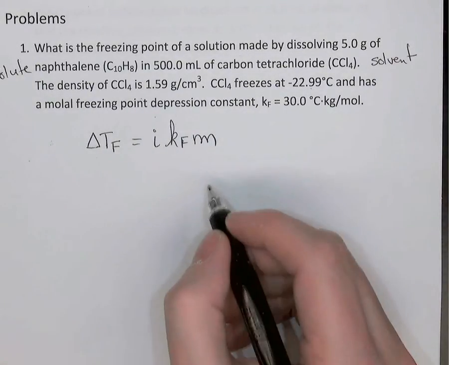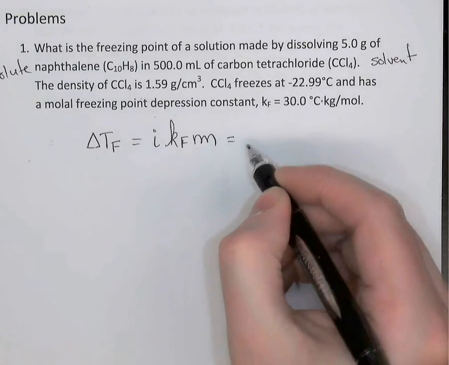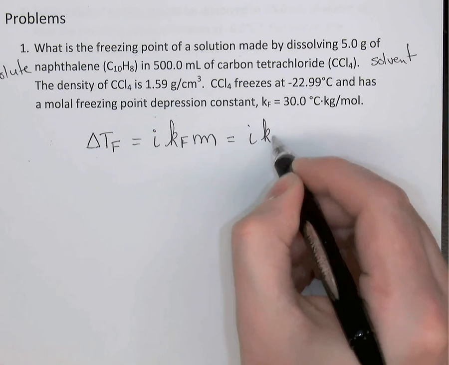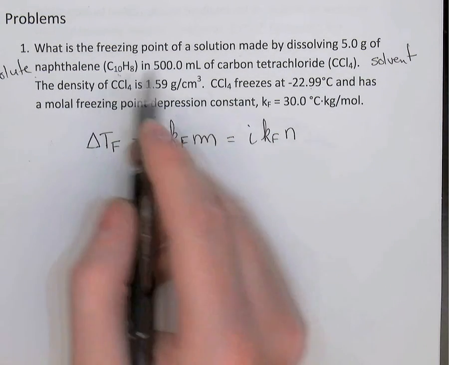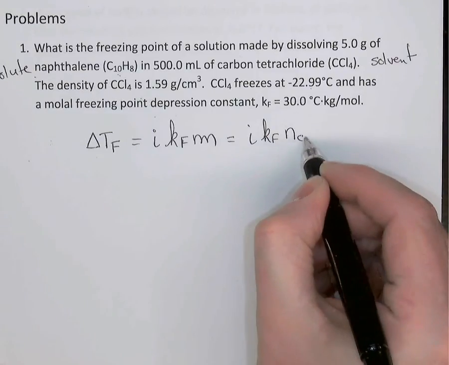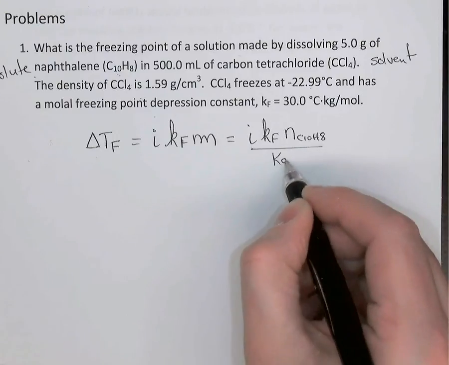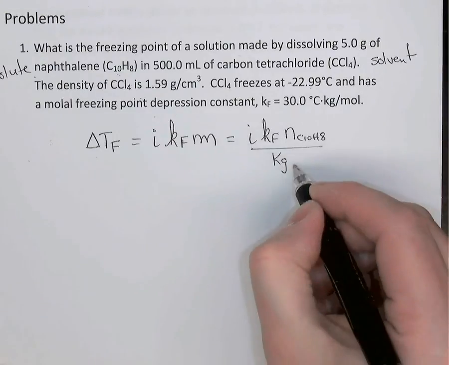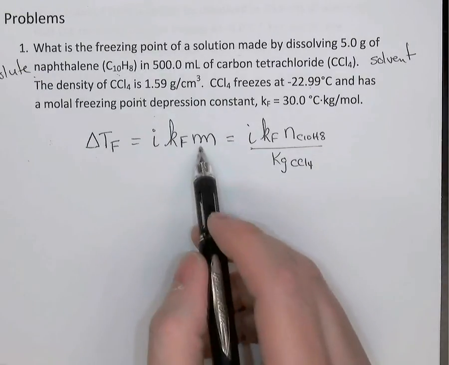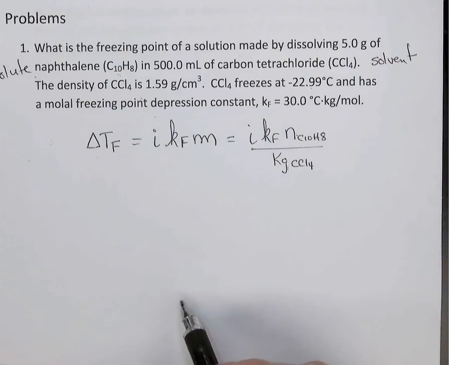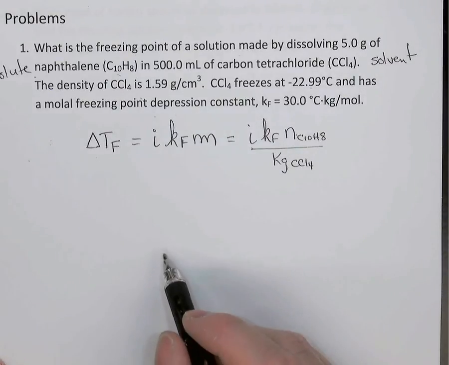Now molality, we remember, is moles of solute per kilogram of solvent. So let's rewrite this as i times Kf times moles. Now instead of just saying solute, let's say moles of naphthalene, moles of C10H8, over the kilograms of the solvent, but our solvent is carbon tetrachloride, so CCl4. So I just replaced molality with moles of solute per kilogram of solvent. But we know that moles can be represented as mass over molar mass.